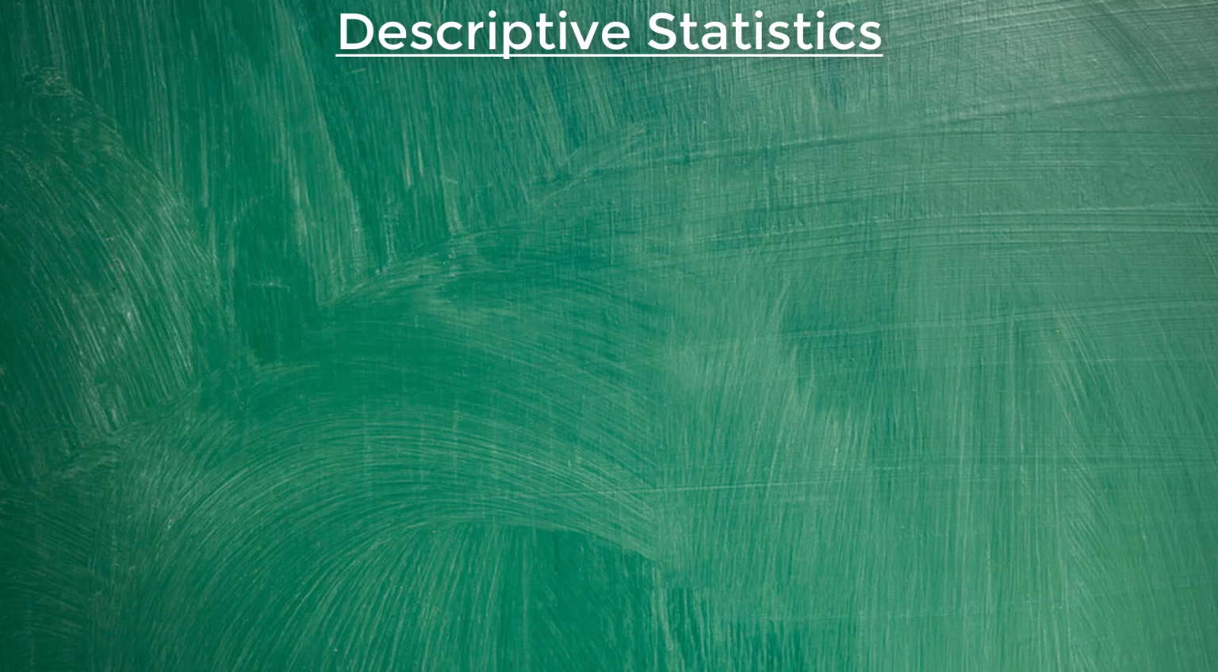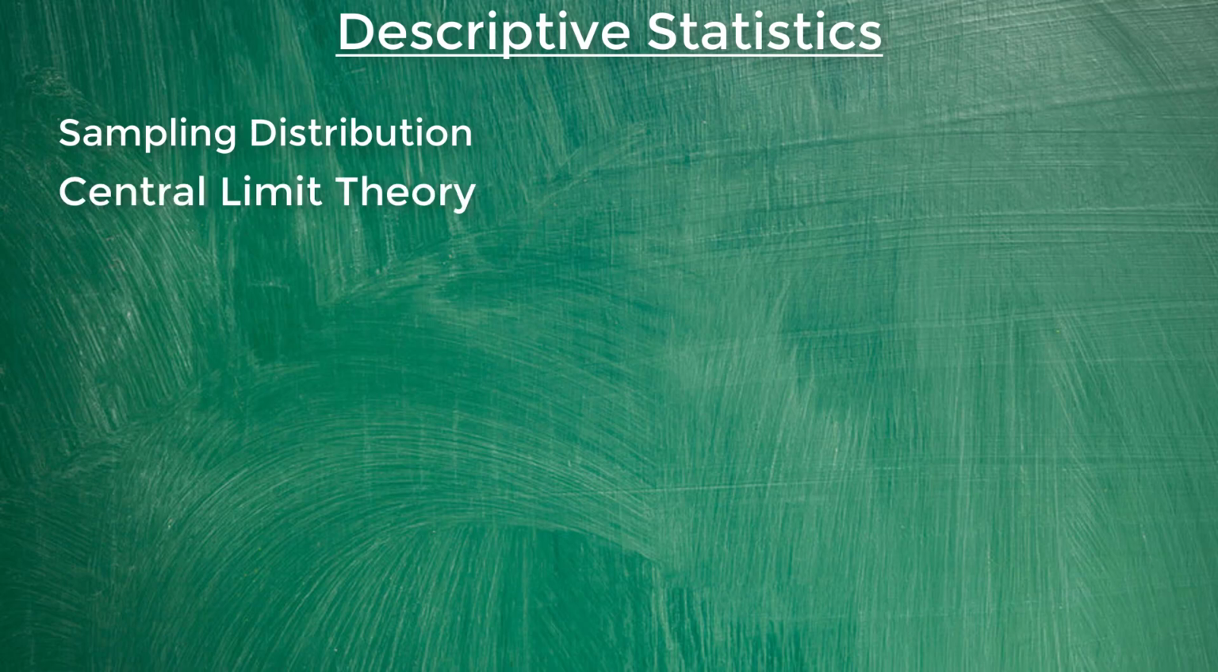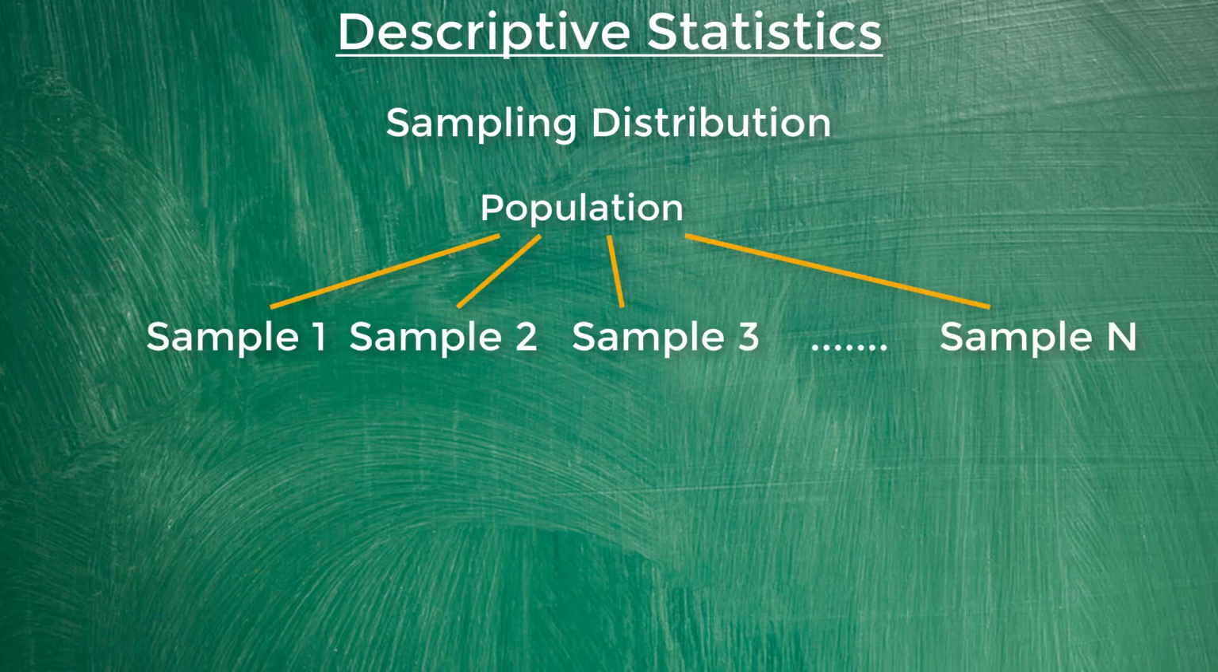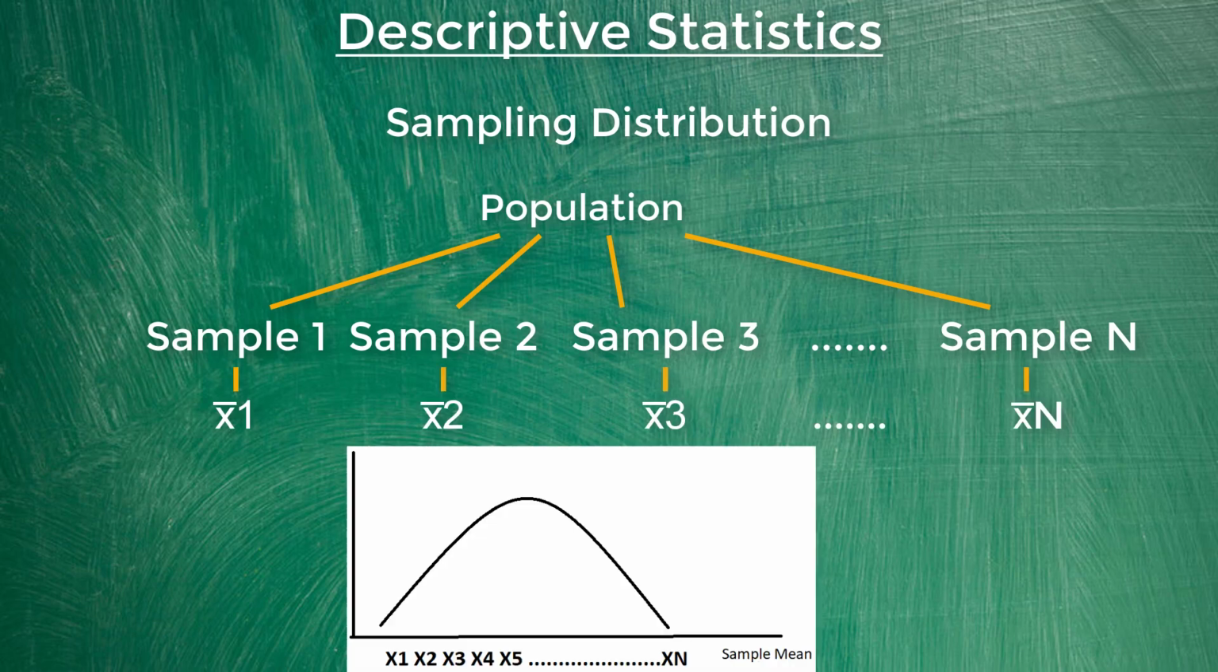In this video we are going to learn what is sampling distribution and the different properties stated by central limit theory. To draw a sampling distribution, we first need to get the means of all different possible samples of a fixed size n from our population and draw a graph out of it. The resulting graph is known as sampling distribution.